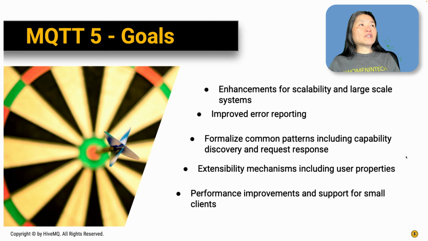Now, the goals of MQTT5 are enhancements for scalability and large-scale systems and improved error reporting. And we also want to formalize some common patterns, including capability discovery and the request response pattern. Now, mind you, that's not the same as the HTTP request response. And there are also extensibility mechanisms that include user properties. You can basically have more metadata being sent, right? So it increases a bit of the control for the users too. And then performance improvements and support for small clients too. So these are more catered for the cloud native age that we live in now.